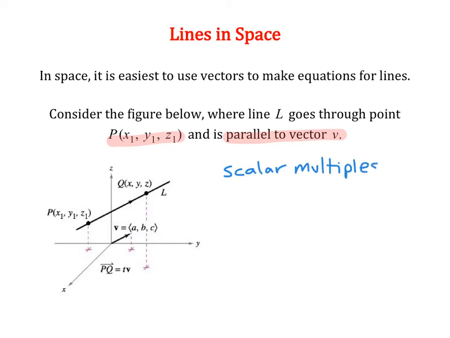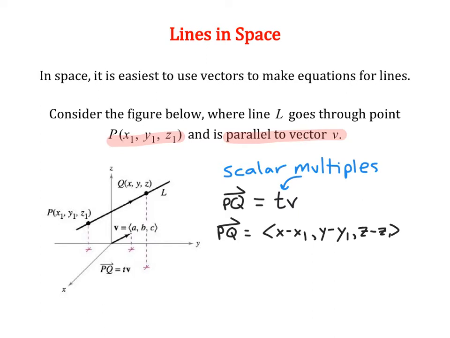So we can make the statement that vector PQ is equal to t times vector v, where t is just some scalar multiple. So we know that we can create a vector for PQ. We can use the point that we're given and then any other point x, y, z, and we can turn that into component form. So this will be our terminal, this will be our initial, so we can do x minus x1, y minus y1, and z minus z1.